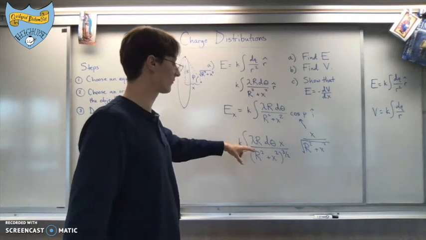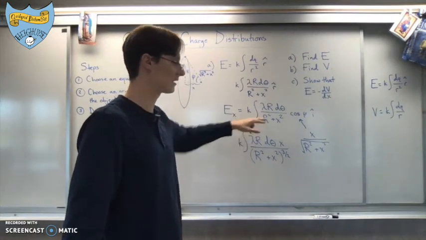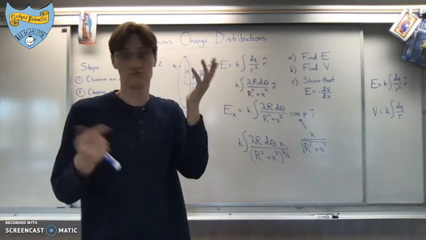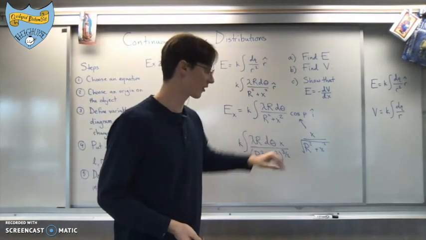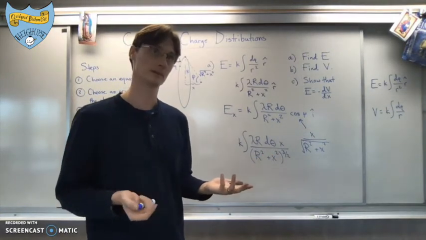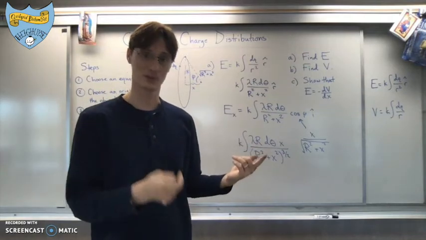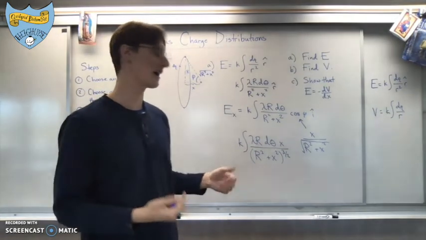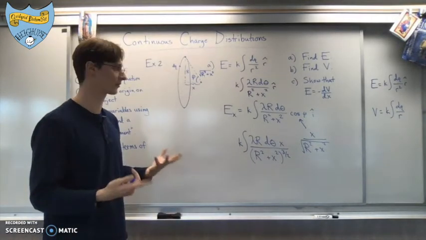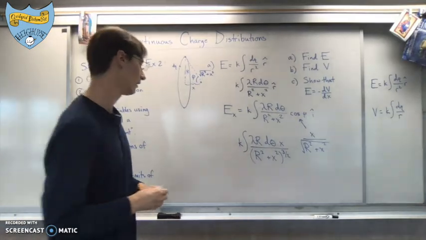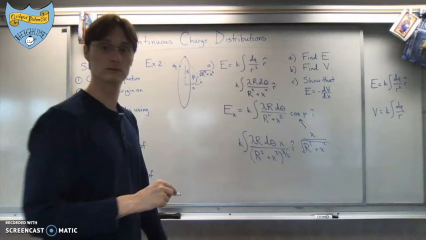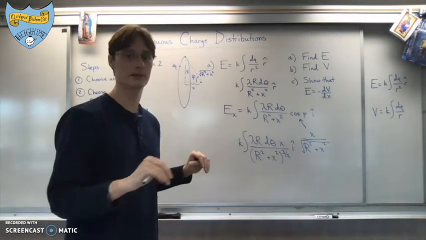And that's coming from the fact that this is r squared plus x squared to the 1st power, if you like. And this is r squared plus x squared to the 1/2 power. Well, 1 plus 1/2 would be 3/2. And so therefore the denominator is r squared plus x squared to the 3/2 power. Okay, now this integral looks horrible. Like it's going to be just a monster, right?